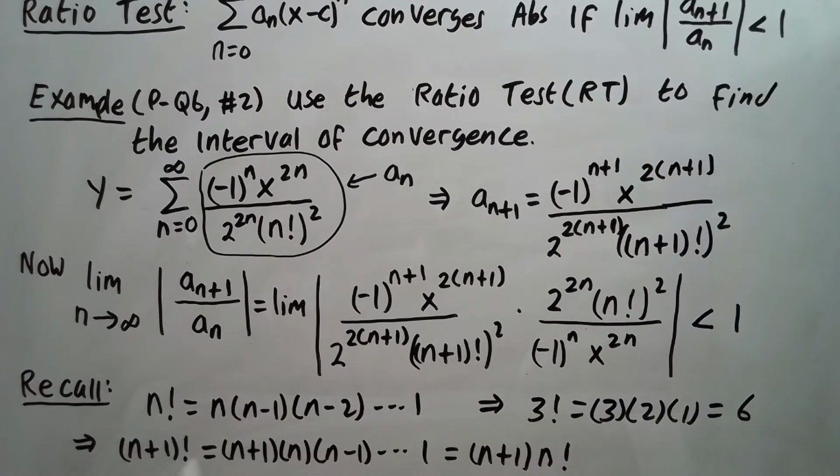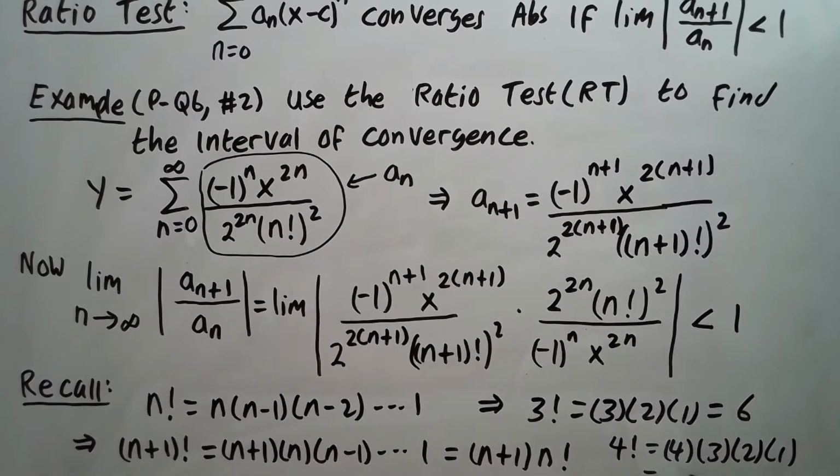Okay, so let's recall the definition of n factorial. n factorial means n times n minus 1 times n minus 2 all the way down to 1. So for example, 3 factorial would be 3 times 2 times 1, which is 6. 4 factorial is 4 times 3 times 2 times 1, which is 24.